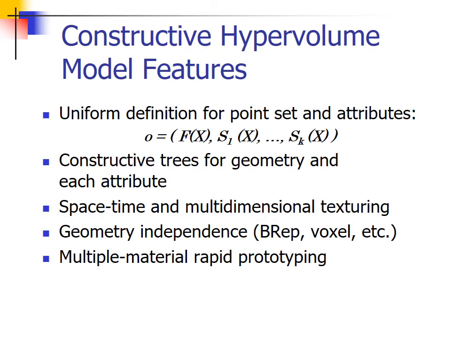The main features of the constructive hypervolume model are listed on this slide. The first one, uniform definition for point set and attributes. The second one, the constructive trees exist for geometry and each attribute. The third one is space-time and multidimensional texturing. Also, this model has geometry independence because it can be translated to boundary or voxel representations. And finally, this model can be used in multi-material rapid prototyping.